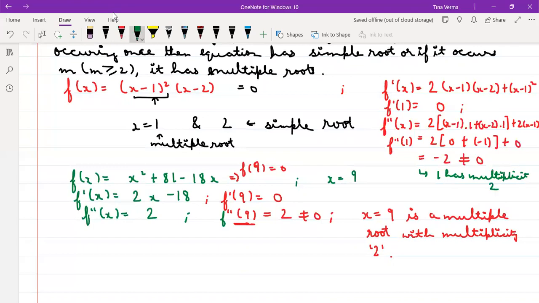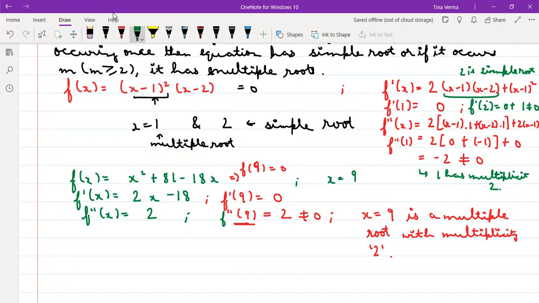2. And you can also check, you have found the derivative. If you evaluate f dash 2, this term will be 0. Plus this is 2 minus 1, this is non-zero. So even the first derivative comes out to be non-zero. That indicates that 2 is your simple root. If your first derivative comes out non-zero, it means whichever value you are checking, that is a simple root.